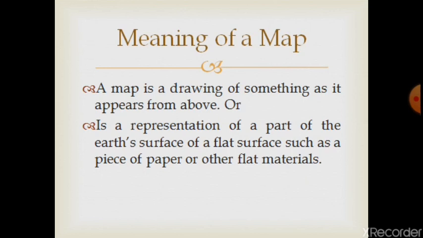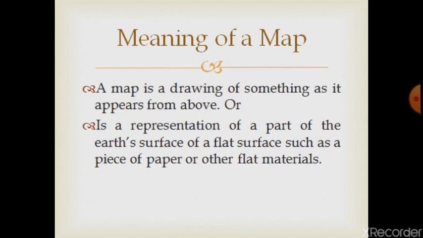But also there is another meaning of a map. This is a representation of a part of the Earth's surface on a flat surface, such as a piece of paper, or a wood, or a cloth, or a wall, or any other flat material. That is a map, a representation of a part of the Earth's surface on a flat surface, such as a piece of paper or other flat materials.